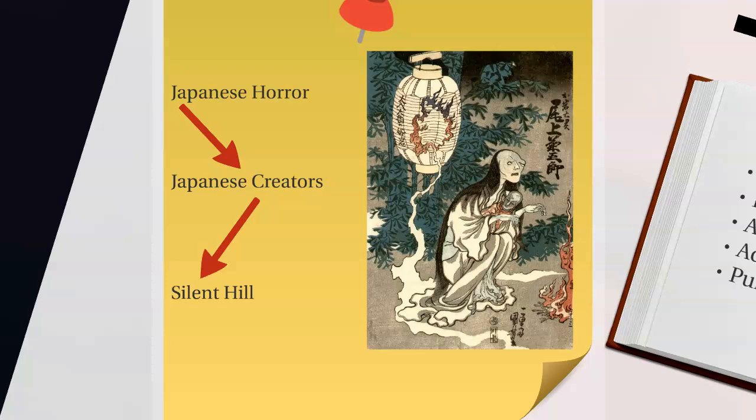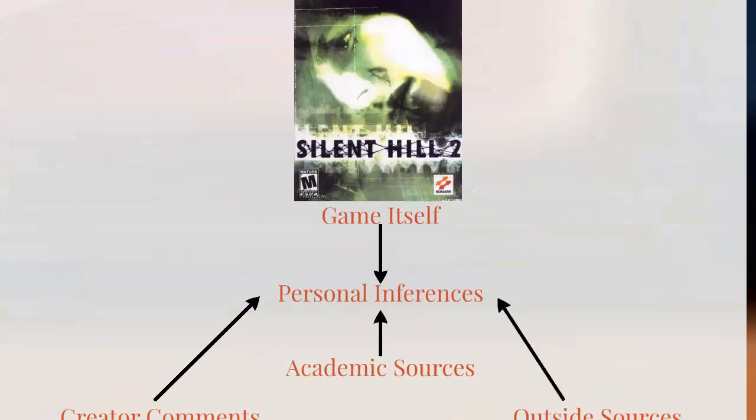This is why intertextuality works, because you have to use multiple sources to prove one thing. Just to prove that Japanese horror, Japanese ghost stories have had an influence on Silent Hill, okay? I hope this is making sense so far. So you have the game itself, which is a primary source, and then you have things like creator comments, academic sources, outside sources, and all of these things come together to create whatever your inference is about the game or the book or whatever.